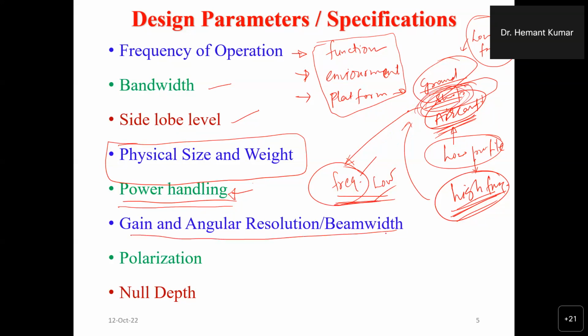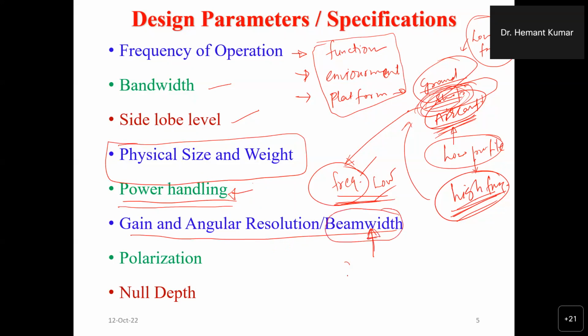Similarly, gain and beam width. Gain directly depends on the normalized size of the antenna, right? If the size of the antenna is more, you can get more gain. And of course the gain will tell the range of the target also. Beam width is also one of the important parameters in this case.